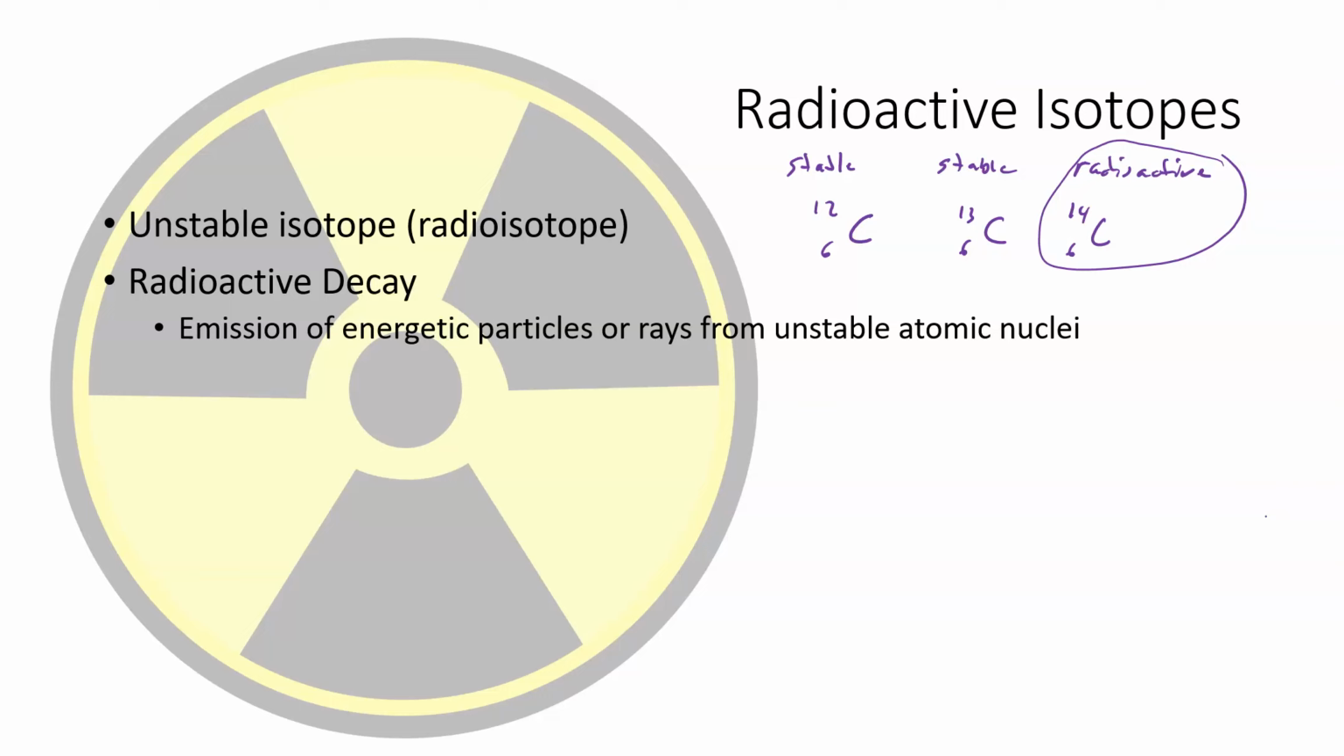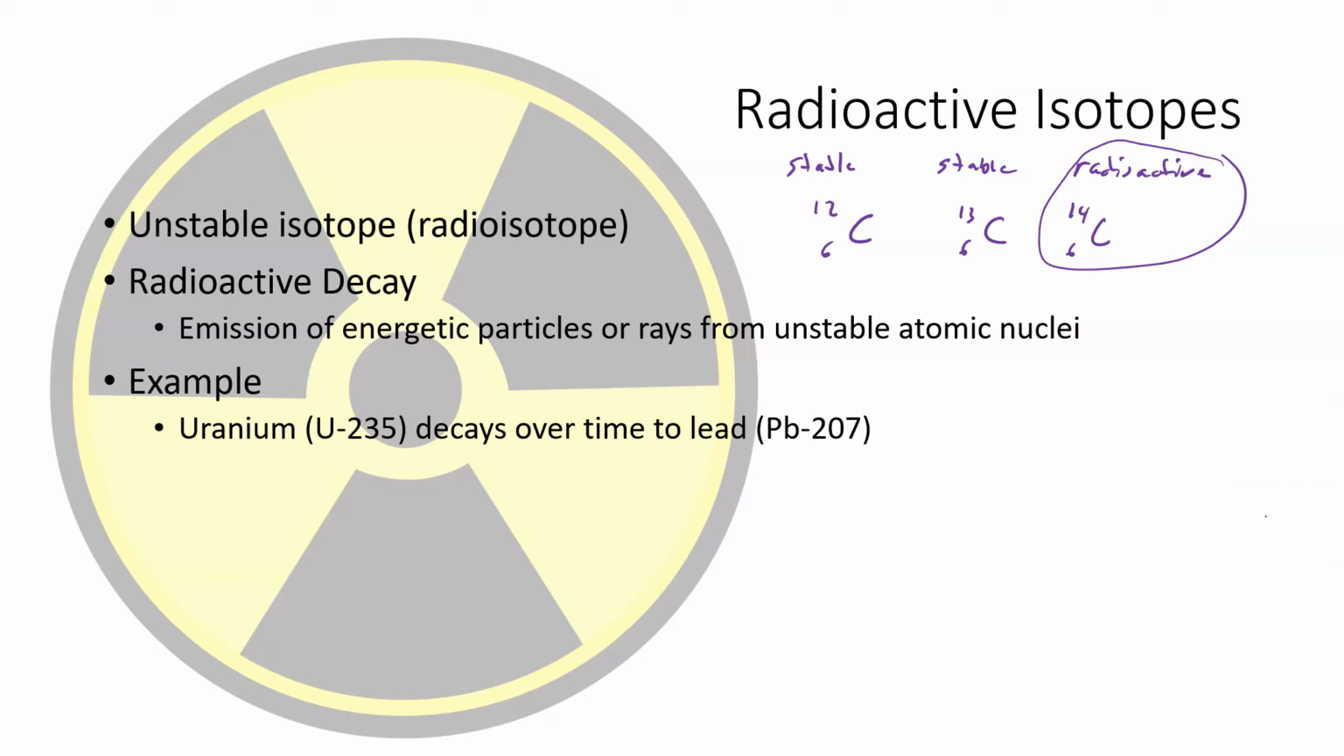It could be beta particle emission from a nucleus, depending on what type of change needs to happen. But when we say something is radioactive, that means the nucleus of that particular atom is unstable, and it will undergo some sort of change in order to become stable over time by emitting some form of radiation or energetic particles or rays.